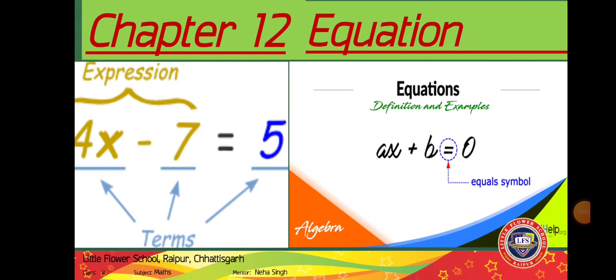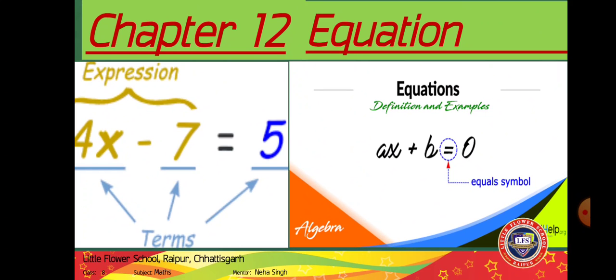Hello students. So today we'll be starting with the 12th chapter. I hope every one of you has finished your copies till chapter number 10, that is polygon. Now we'll be starting with the next chapter, chapter 12, that is equation.